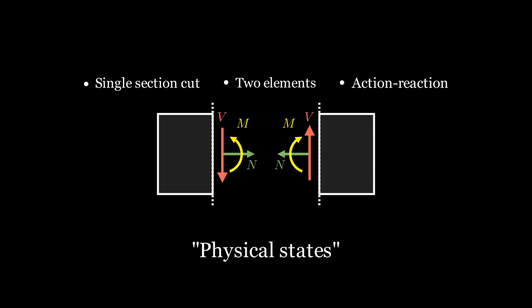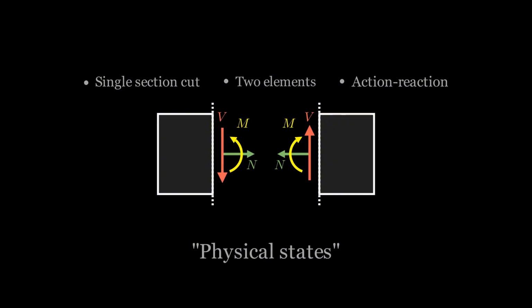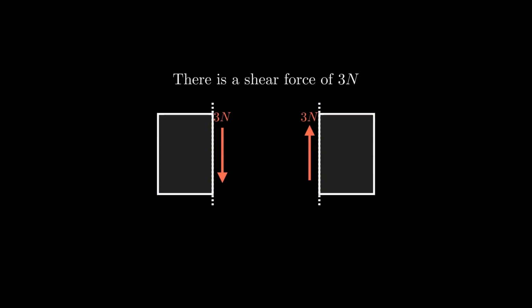The problem starts when we try to express that physical state with a number. If someone simply says there is a shear force of 3 newtons at that section, the listener can get confused. Because that statement alone doesn't tell you which physical state they mean. That's why we need a sign convention.